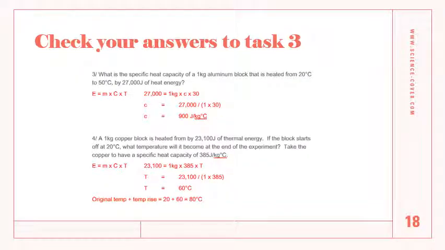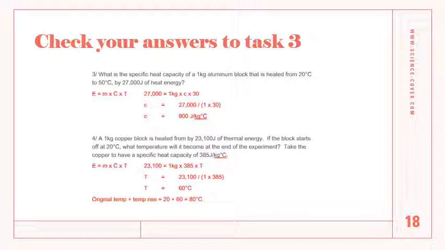Question 3. What is the specific heat capacity of a 1 kilogram aluminium block that is heated from 20 degrees Celsius to 50 degrees Celsius by 27,000 joules of energy? So if you want the specific heat capacity, then you cover up C, and it's the energy divided by the mass times the temperature change. That's going to be 27,000 divided by 1 times 30. So that gives us 900 joules per kilogram degree Celsius.